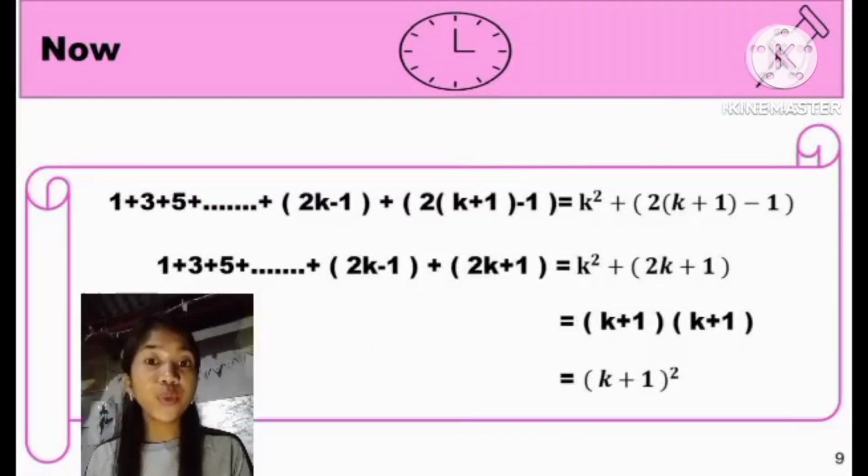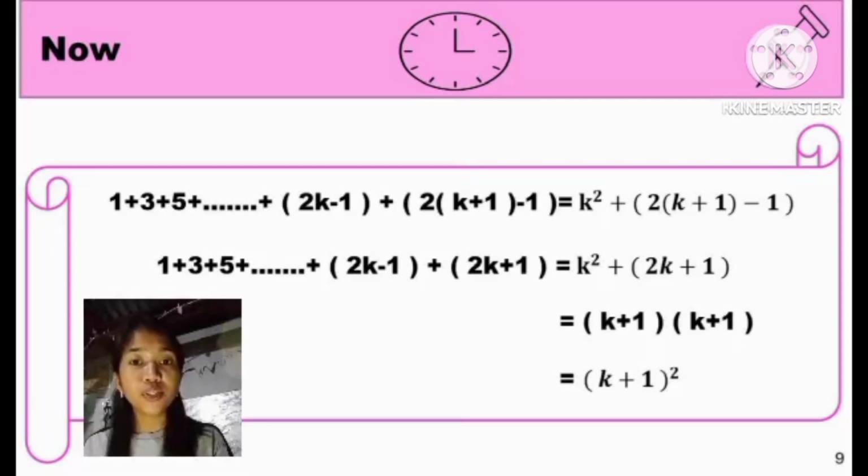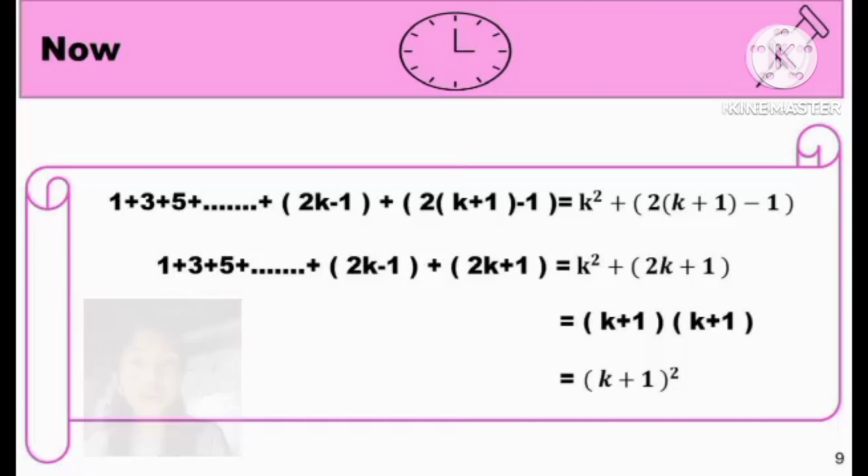So where did we get the expression the quantity 2 times the quantity k plus 1 minus 1? In the given formula of 2k minus 1, we just replace the k with k plus 1, giving 2 times the quantity k plus 1 minus 1. And also on the right side, we put the same value or formula that we used on the left side, which is the quantity 2 times the quantity k plus 1 minus 1.